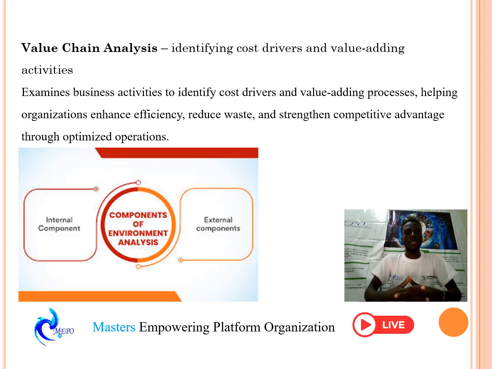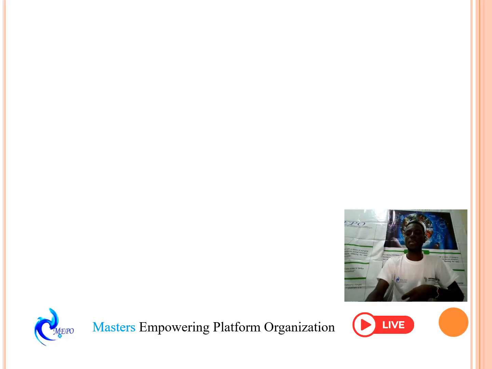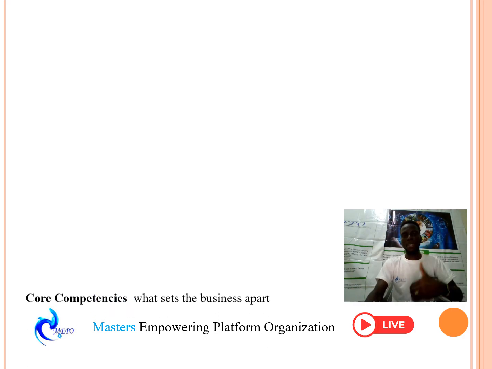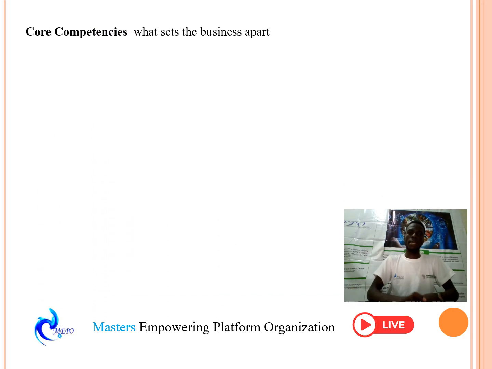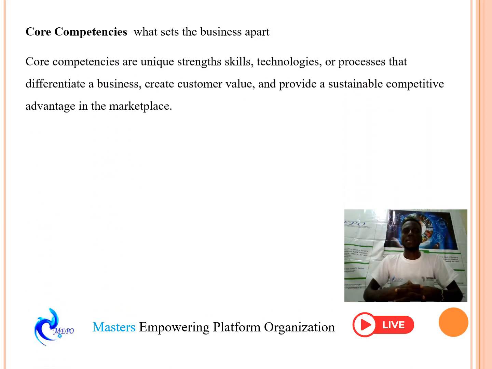Internal component of environment analysis and external component. These are some of the things that we are supposed to look at. When we look at them, we are able to run our business smoothly and safely without any disadvantages when we look upward for advantages. We have also to look at the core competence. What sets the business apart? What separates the business? That is when we look at core competence.